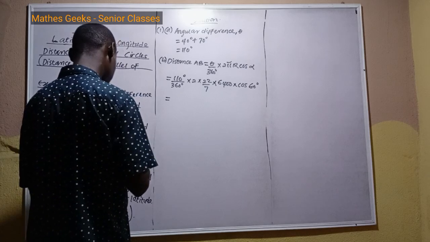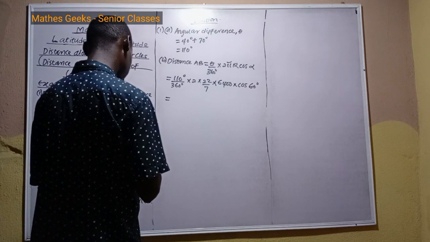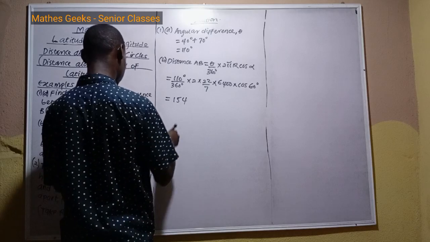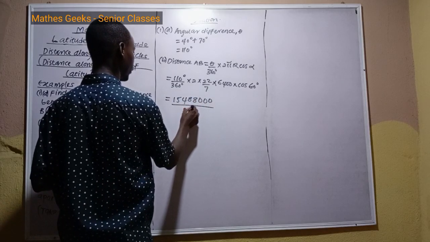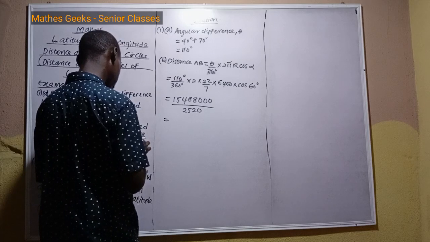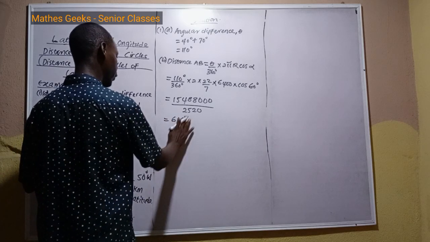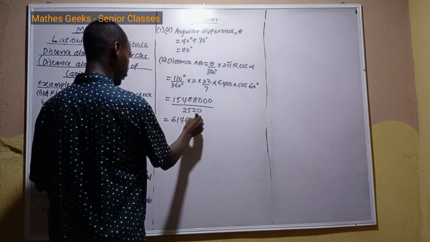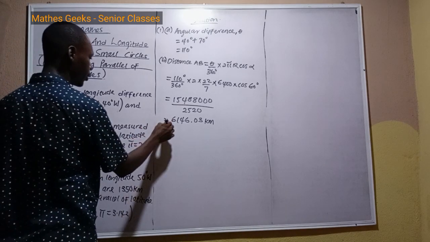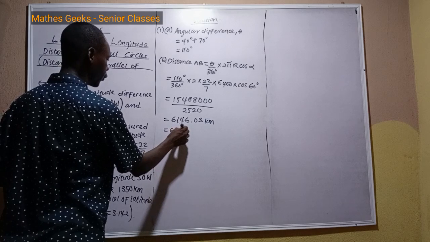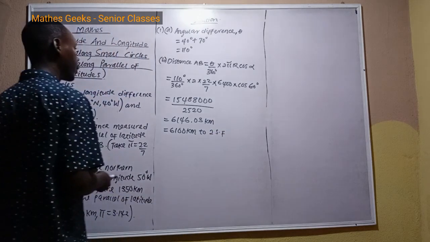110 times 6,400 times cos 60 gives 154,880, over 360 times 7, which gives us 2,520. Dividing, we get 6,166.146 kilometers. So I'm going to correct the answer to two significant figures, which gives us 6,100 kilometers. That's number 2.